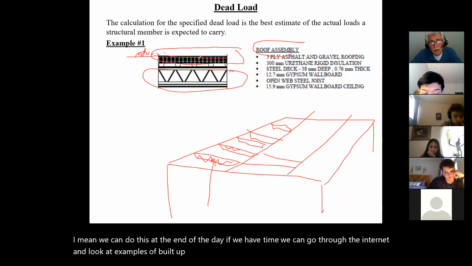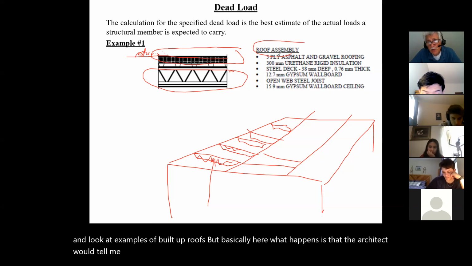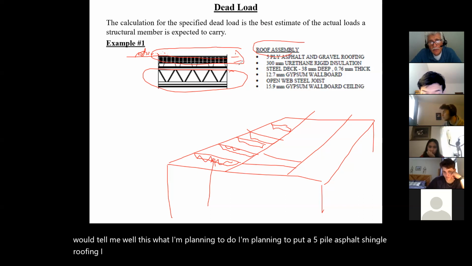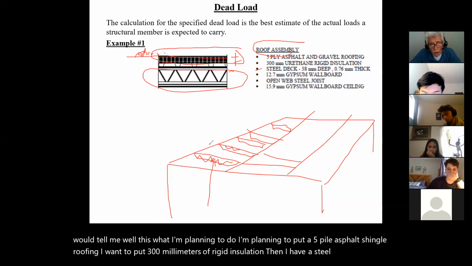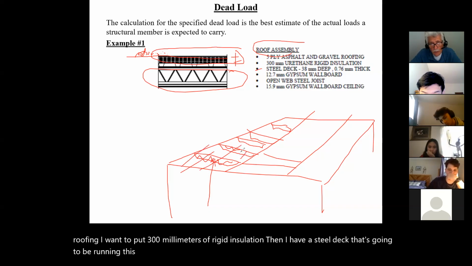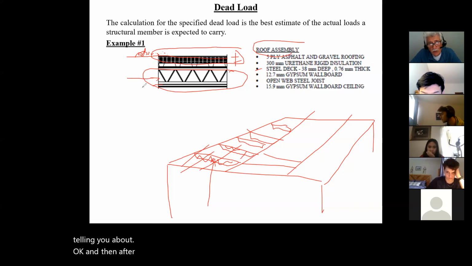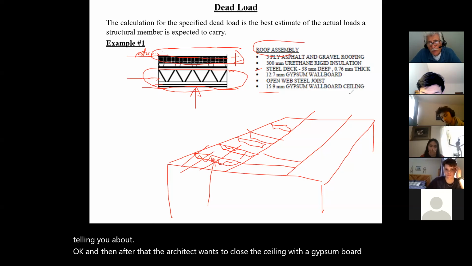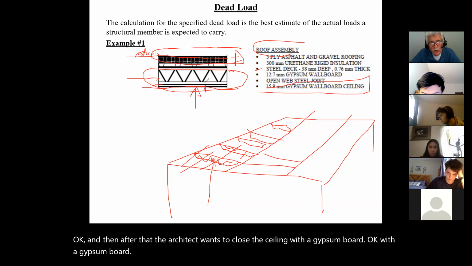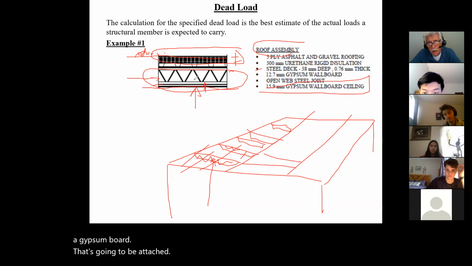Basically here, the architect would tell me, this is what I'm planning to do. I'm planning to put a 5-ply asphalt and shingle roofing. I want to put 300 millimeters of rigid insulation. Then I have a steel deck that's going to be running this way across the joists. These are the open web steel joists I was telling you about. And then after that, the architect wants to close the ceiling with a gypsum board that's going to be attached to the open web steel joist.